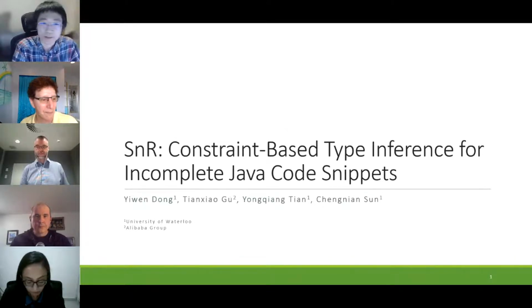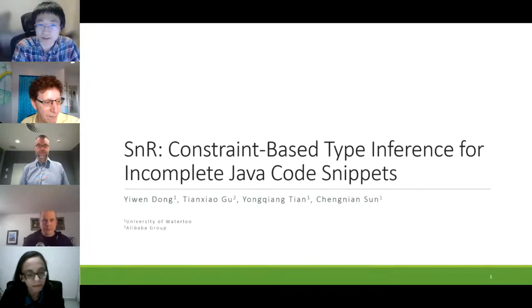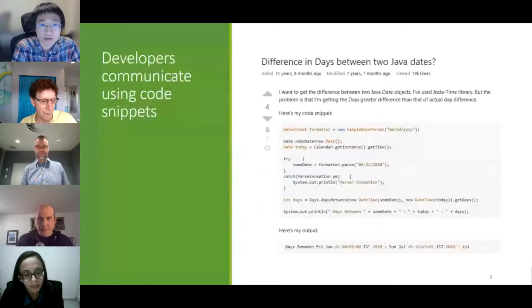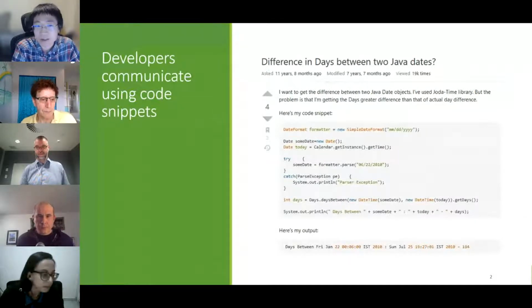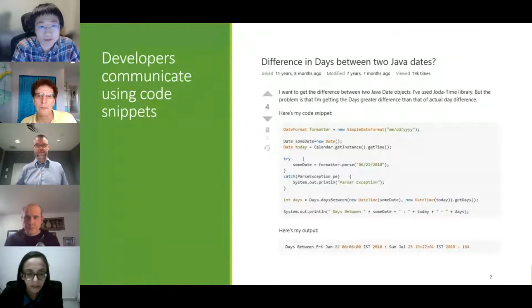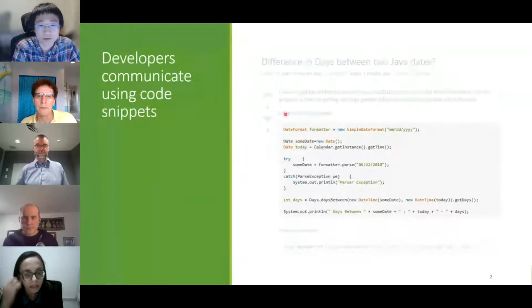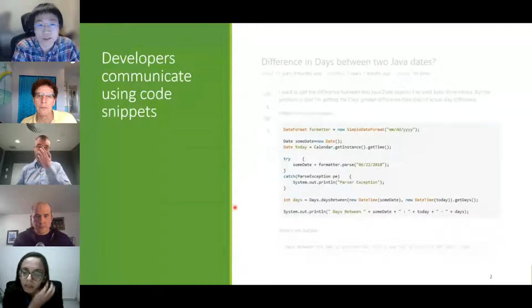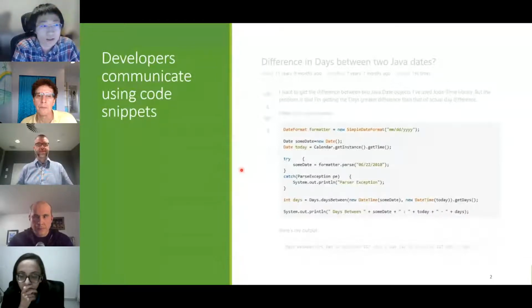Hi, everyone. I'm Yuwen. This is my presentation about SNR, a constraint-based type inference technique for incomplete Java code snippets. Code snippets can be found in a variety of places: forums, Javadocs, QA sites, like in the screenshot from Stack Overflow. Developers incorporate code snippets as part of their question to help clarify what they're asking for and get more specific help. And oftentimes, people also respond with code snippets to help illustrate their answers.